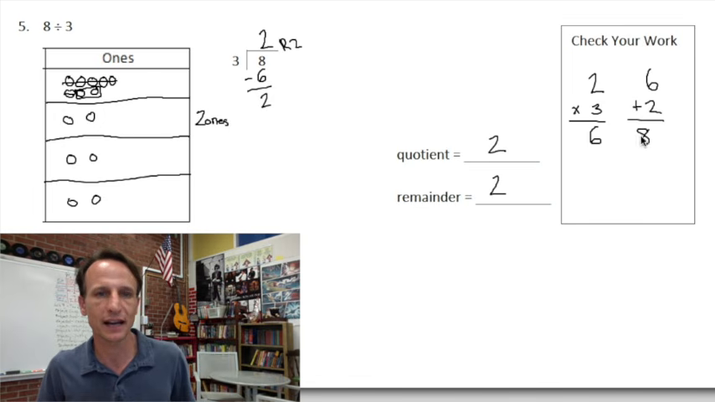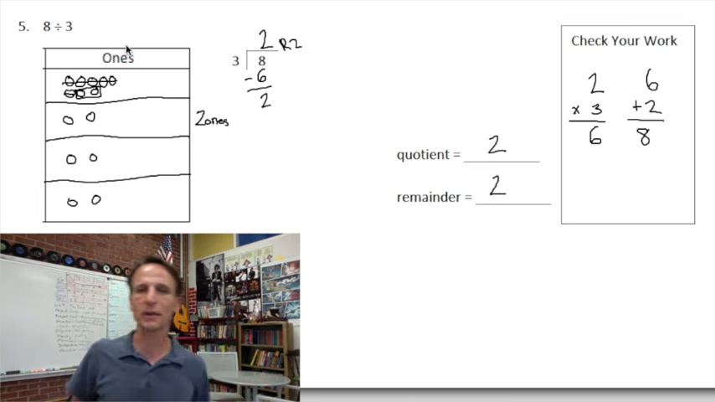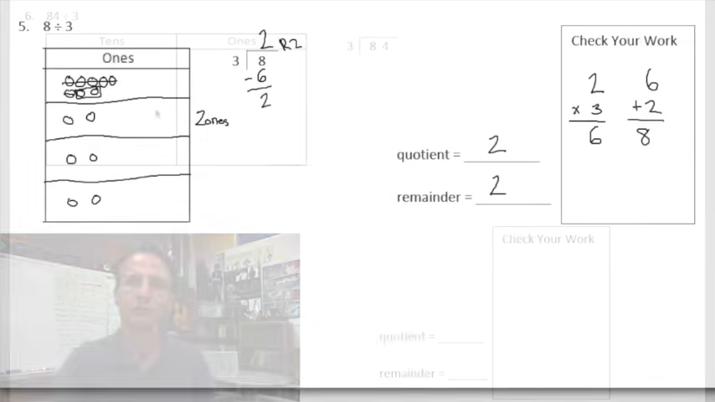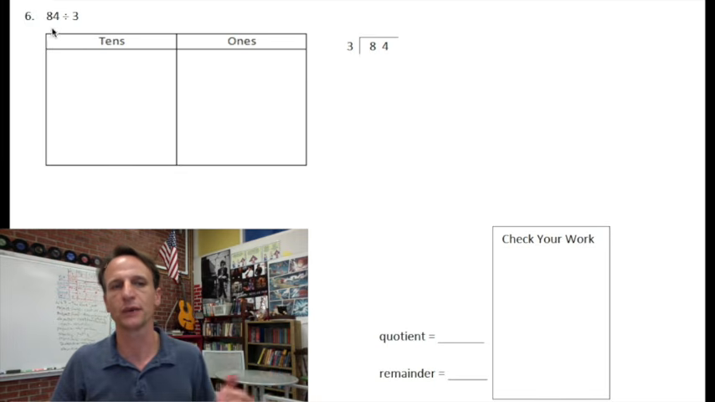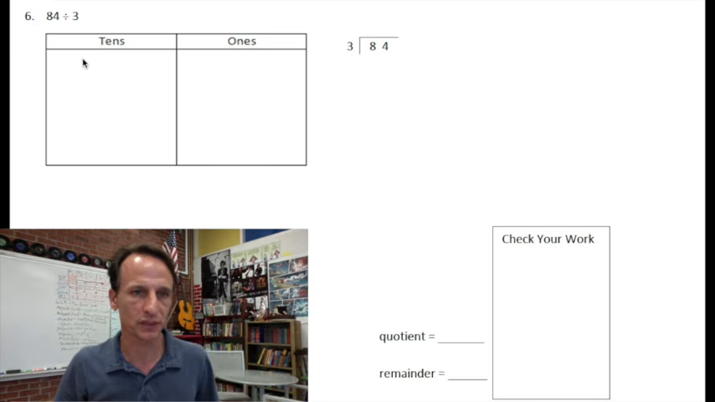That should tell us, yes, 8 donuts is what we started with. 8. Excellent. So we're about to round the bend and finish up homework time with number 6. So we see we just did 8 divided by 3, and now we'll do 84 divided by 3. So we see that pattern developing in tonight's homework.